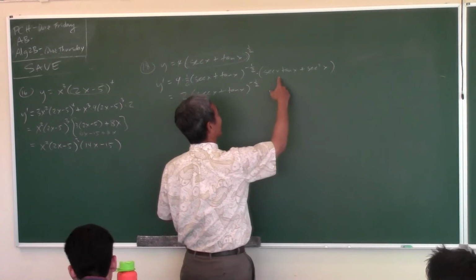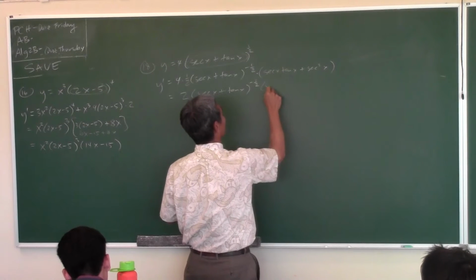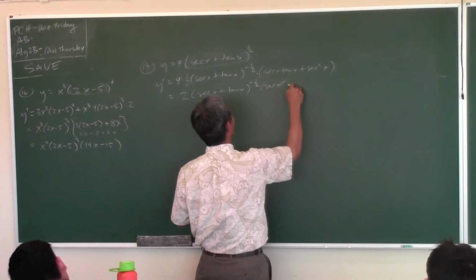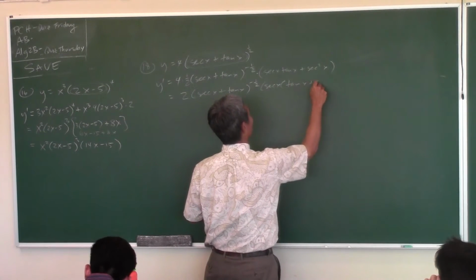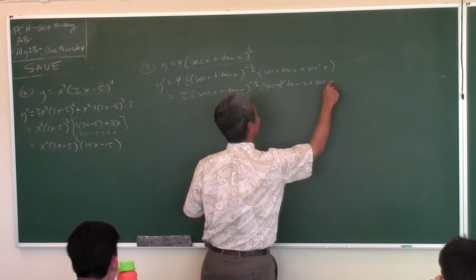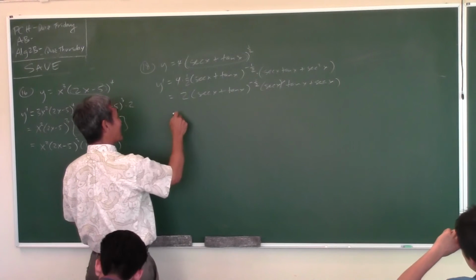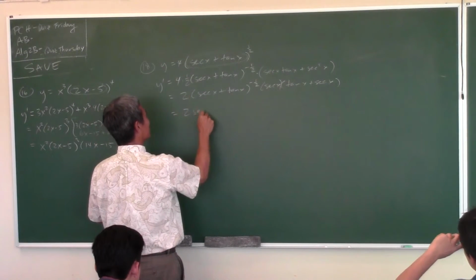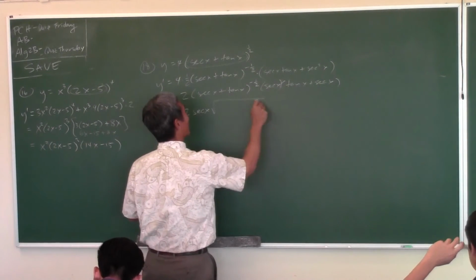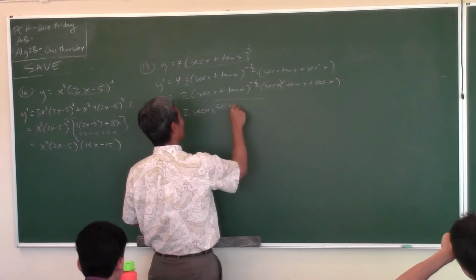And then what about this? What can I factor out from these two things? A secant x, and what's going to be left? Tangent x plus secant x. And then I can combine that with this. So your final answer is going to be 2 secant x square root of secant x plus tangent x.